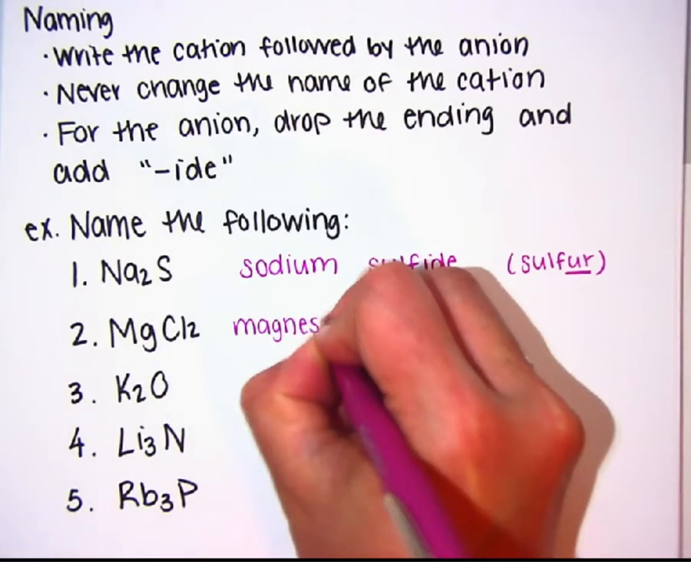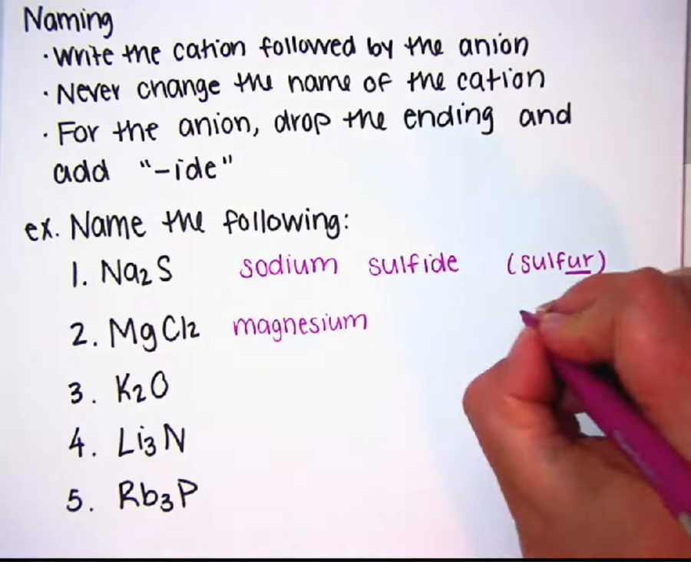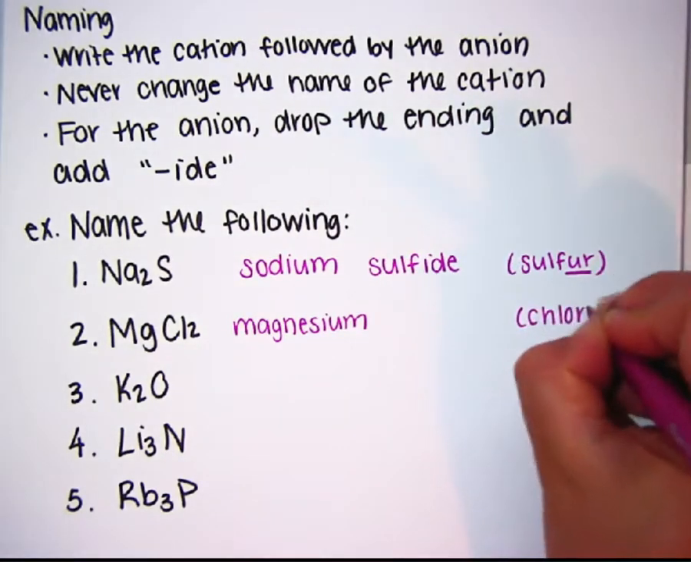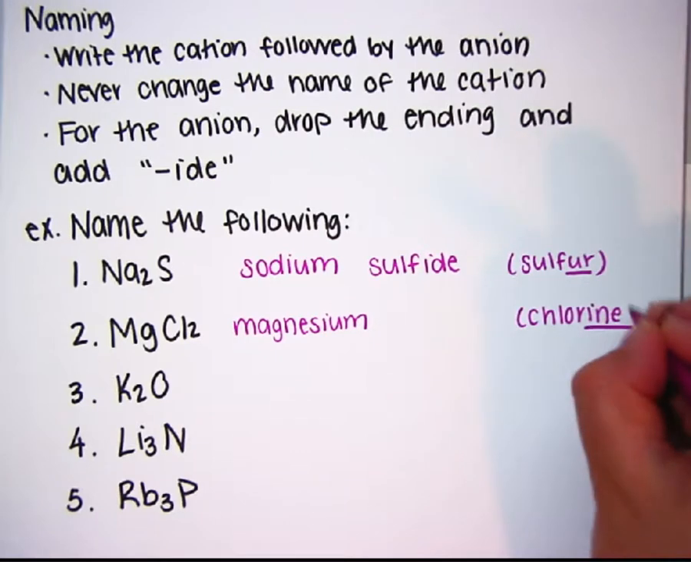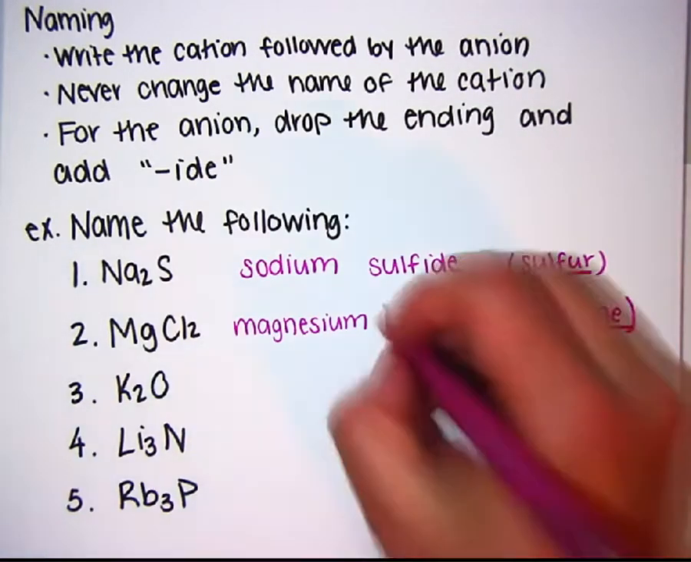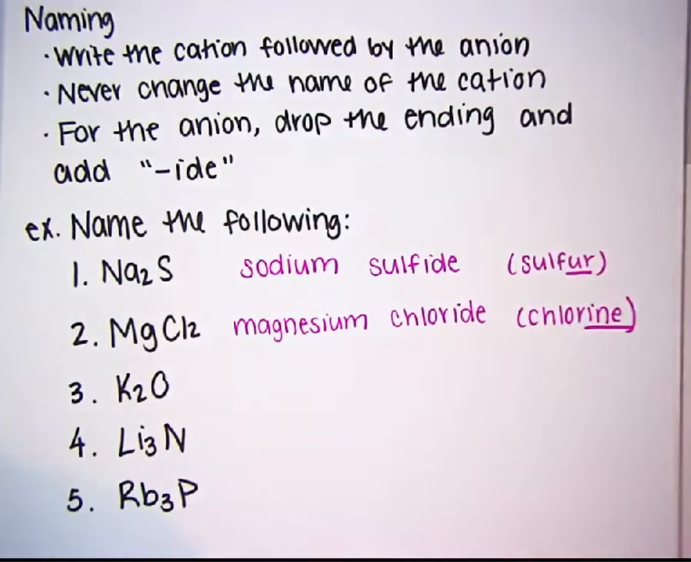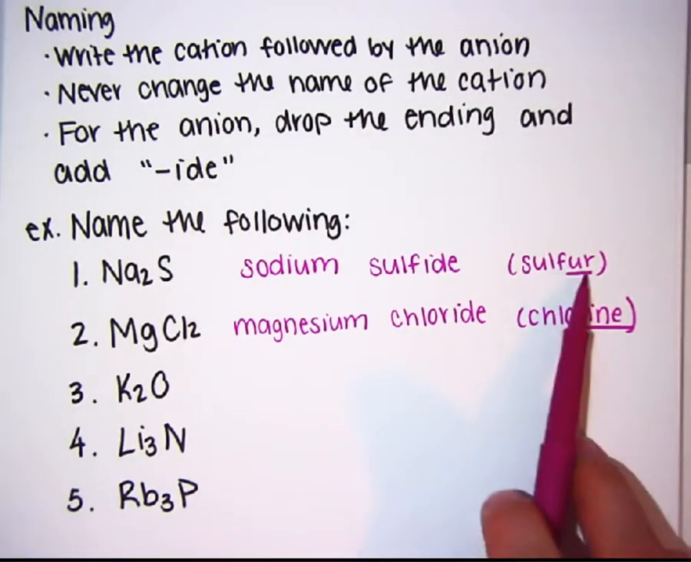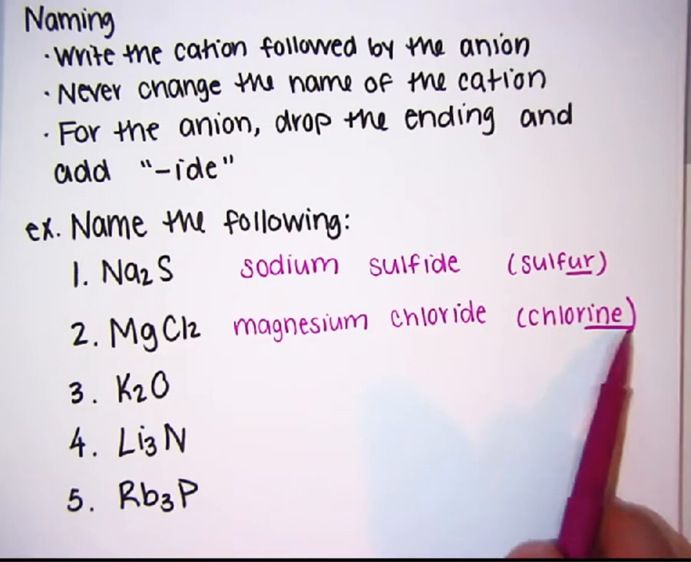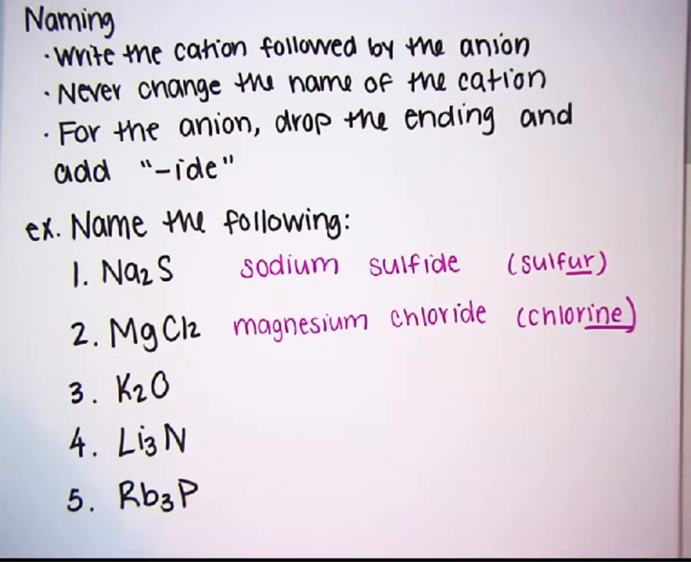Number 2, write the name of the cation, never change the name of the cation. Mg is magnesium. Cl is chlorine. We're going to drop the ending and add IDE. Chlorine becomes chloride. Unfortunately, I have to say drop the ending and not say drop the last 3 letters because it's not always the same. In sulfur, we drop 2. In chlorine, we drop the last 3. In oxygen, we're actually going to drop 4. The best way to know the number of letters to drop is just to practice. The more you become familiar with these names, the easier it's going to be.